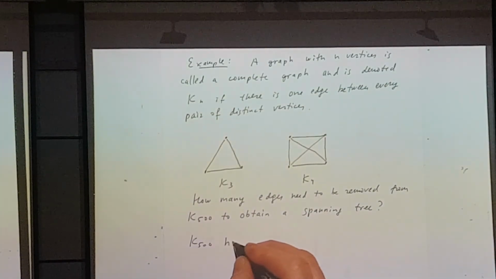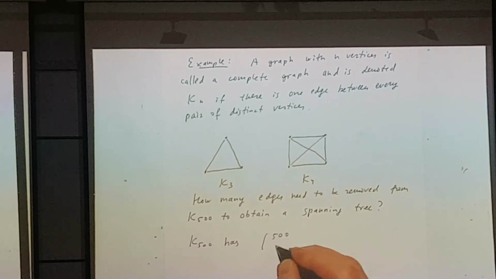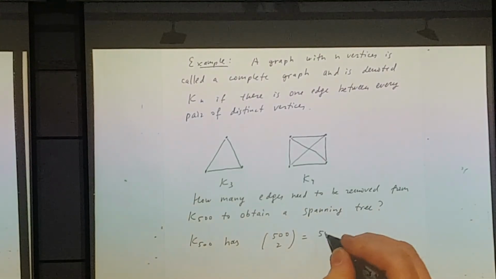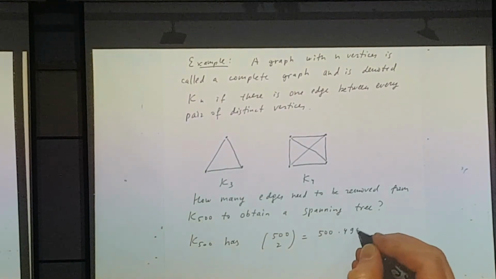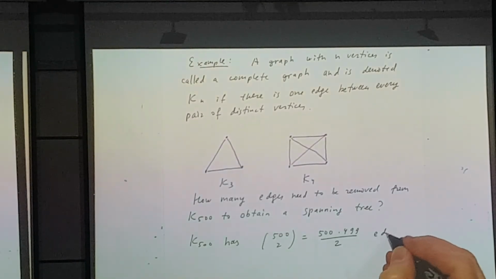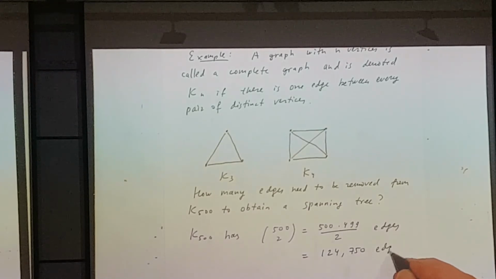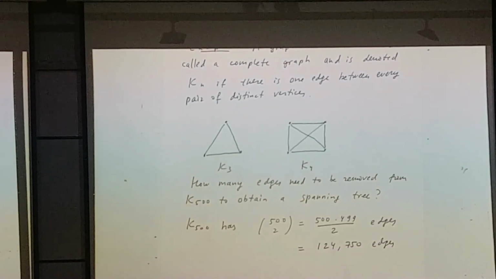K500 has 500 choose 2 edges, right? This can be simplified to 500 times 499 divided by 2 edges. And if you use a calculator, that will give you 124,750 edges. Right? So here I used something we did in combinatorics, the binomial coefficient for choosing two distinct elements from 500. Okay, so that's how many edges our graph has.